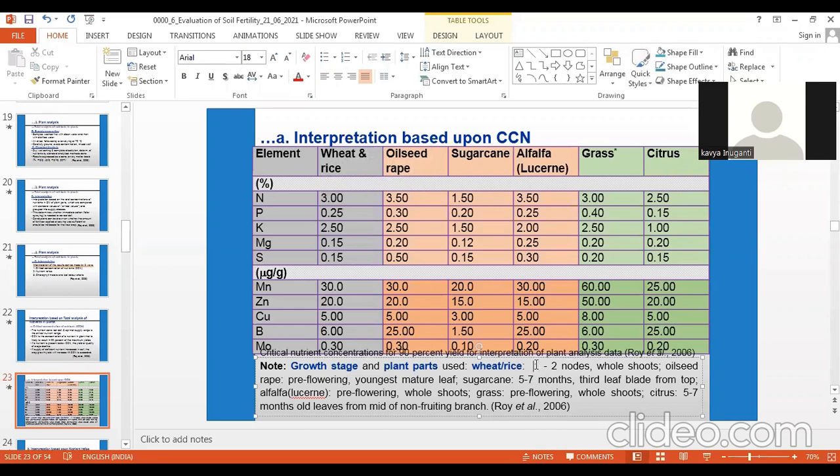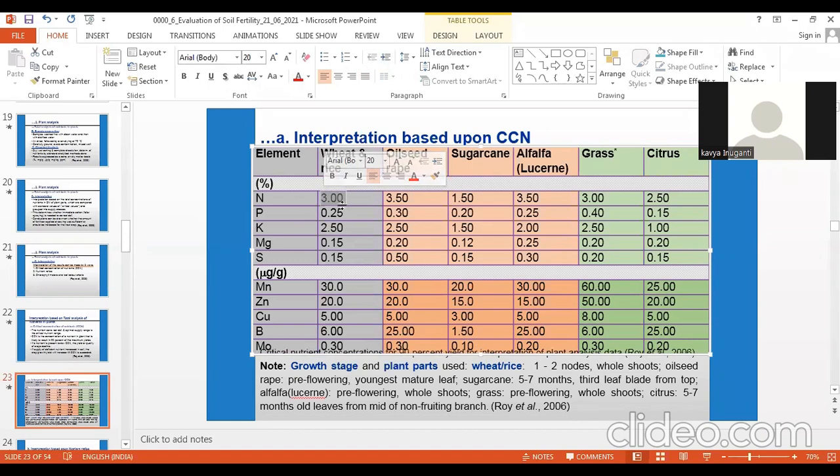So this is the stage of the plant when it was tested for critical concentration. And then what plant part was used? Whole shoots were used at 1 to 2 node stage, and the concentration was 3% in wheat or rice, suppose. It is the critical concentration.